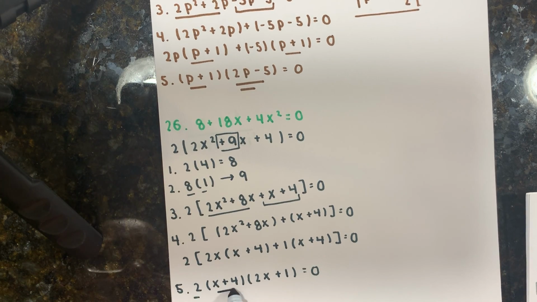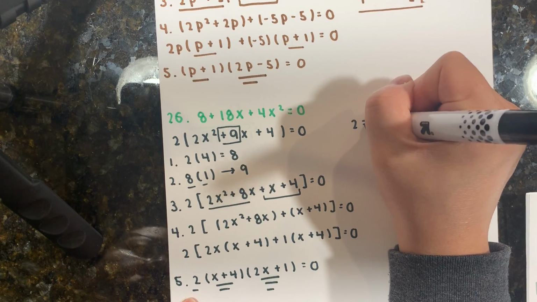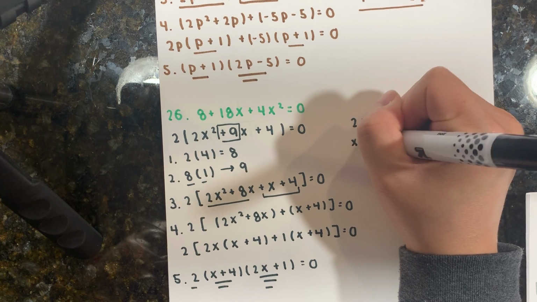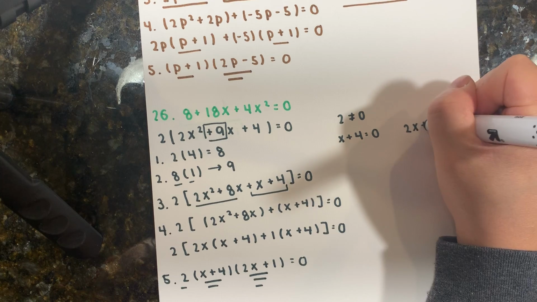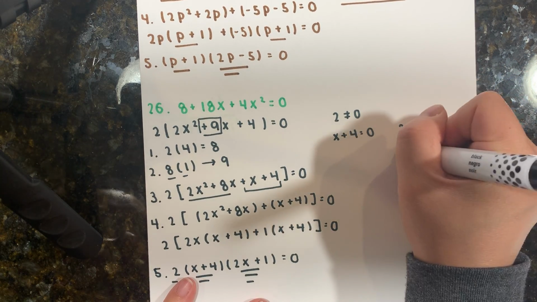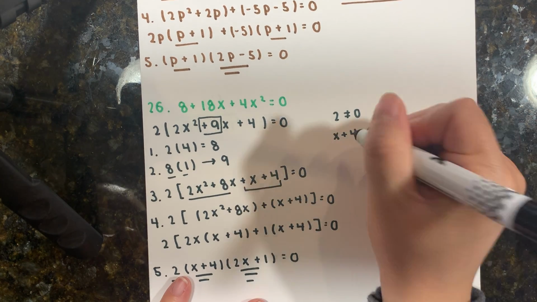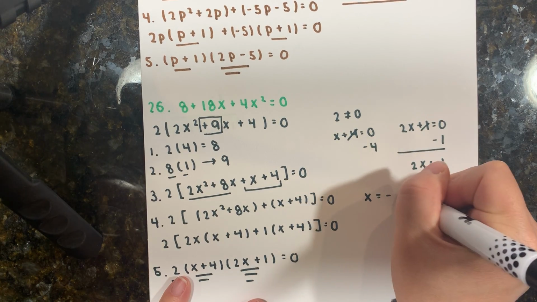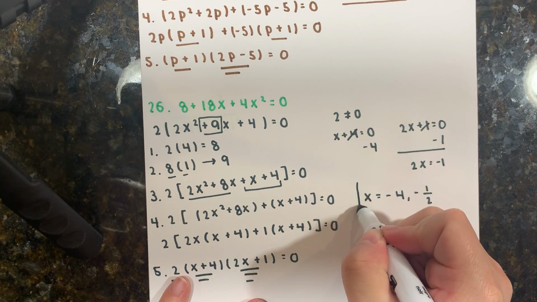You're going to set each of these equal to 0. But notice that 2 does not equal 0, so 0 is not going to be one of your answers. Then you're going to have x plus 4 equals 0, and then 2x plus 1 equals 0. Move the 1 to the other side, so you get 2x equals negative 1. Move the 4 to the other side, so I'm going to have two answers: x is equal to negative 4, and x is equal to negative 1/2.